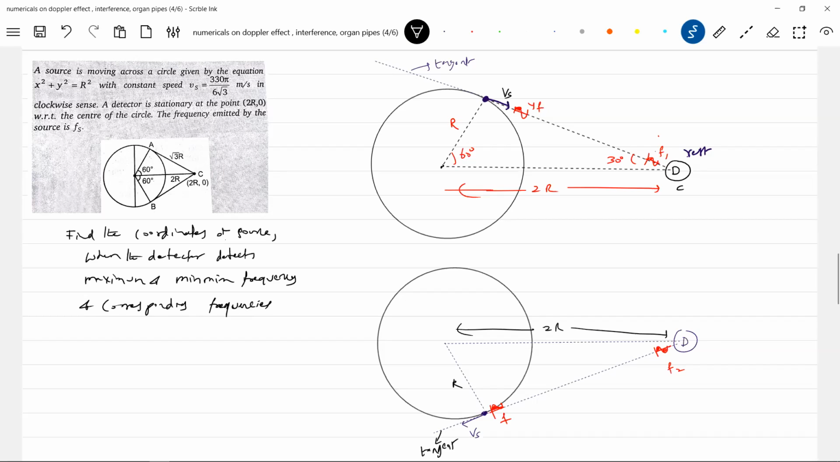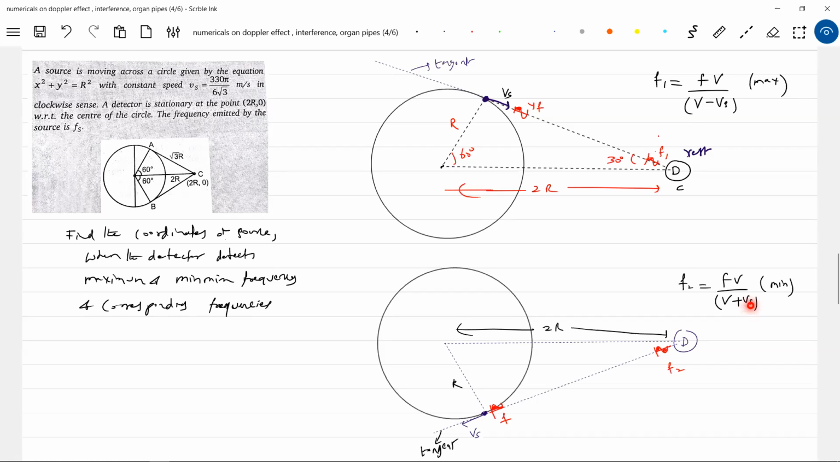Okay, now we'll write the Doppler effect formula. So what is the Doppler effect formula? F1 is equal to F into V by V minus Vs. Now why V minus Vs? Because the source is approaching the detector. Here, what about this? F2 equal to F into V by V plus Vs. So which will be maximum? This will be maximum. This will be minimum. Sir, what about if the source is here? If the source is here, check it. Only when this is the maximum possible thing, and this is the minimum possible thing.